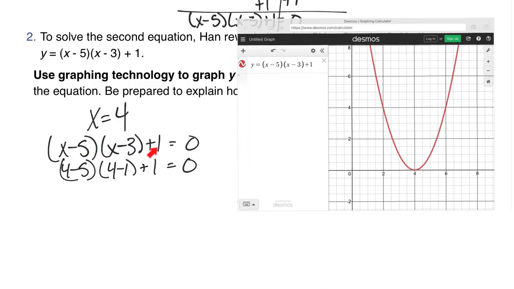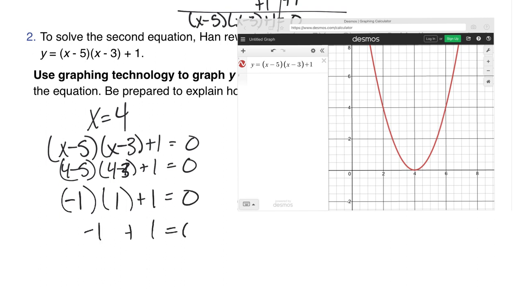Here I've taken the way that Han rewrote the equation to equal 0, and I've plugged in 4 for x. That's what we see as our solution from the graph. And we're just going to simplify and make sure that this does end up equaling 0. And so we end up with negative 1 plus 1 equals 0, and yes, it is a solution. It does make the equation true, even after Han rearranged it.